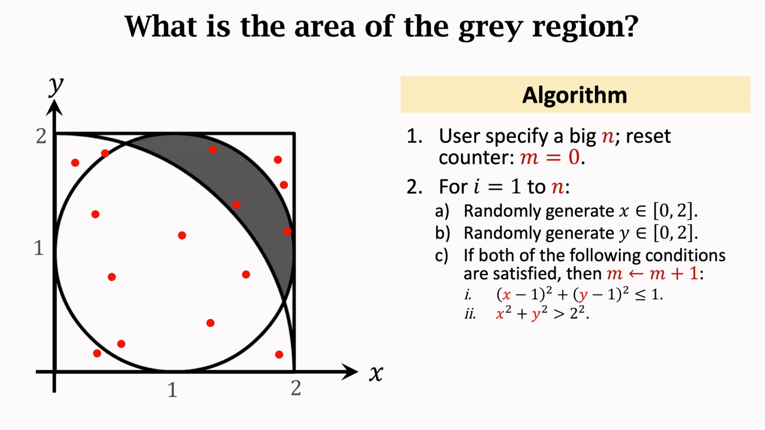We need to judge if a point is in the gray region. If a point is in the circle and outside the quarter circle, then it is in the gray region. If both of the equations are satisfied, we know the point is in the gray region, so we increment m by 1. Finally, return 4m/n as the estimate of the area of the gray region.